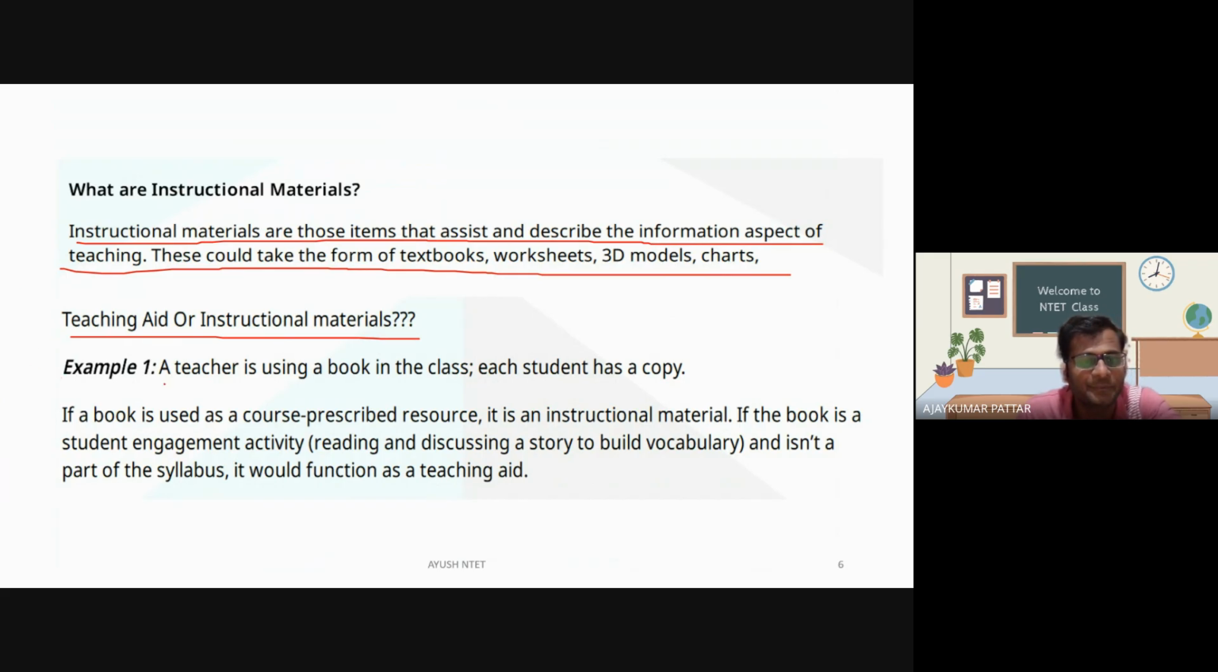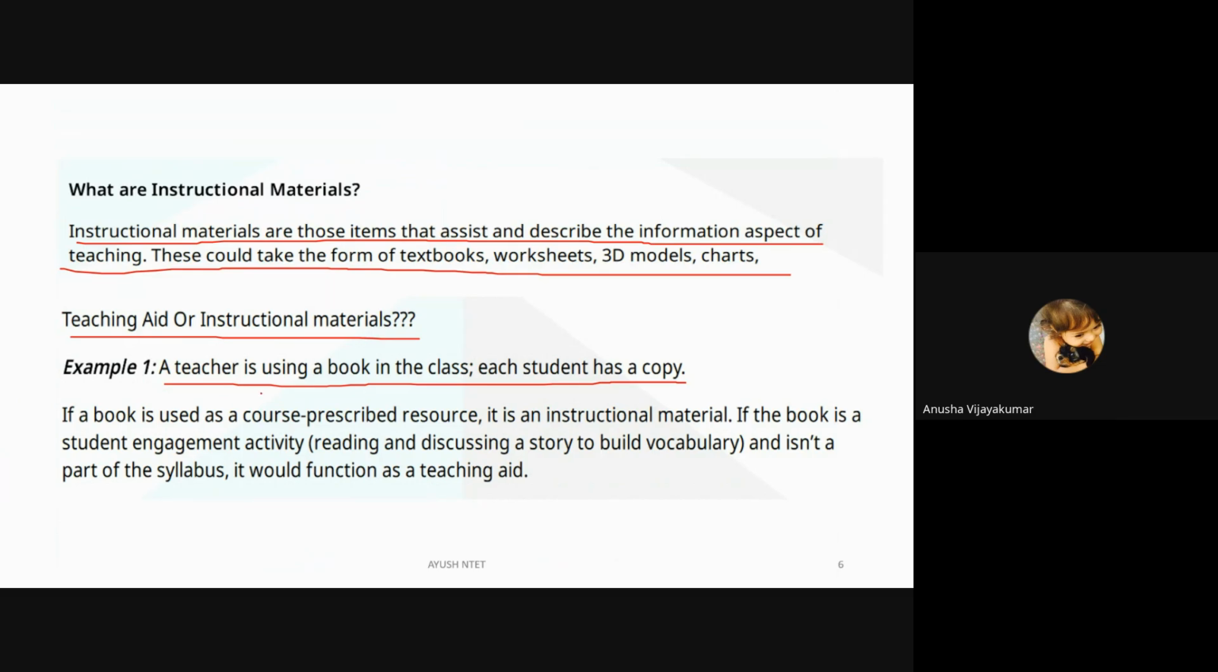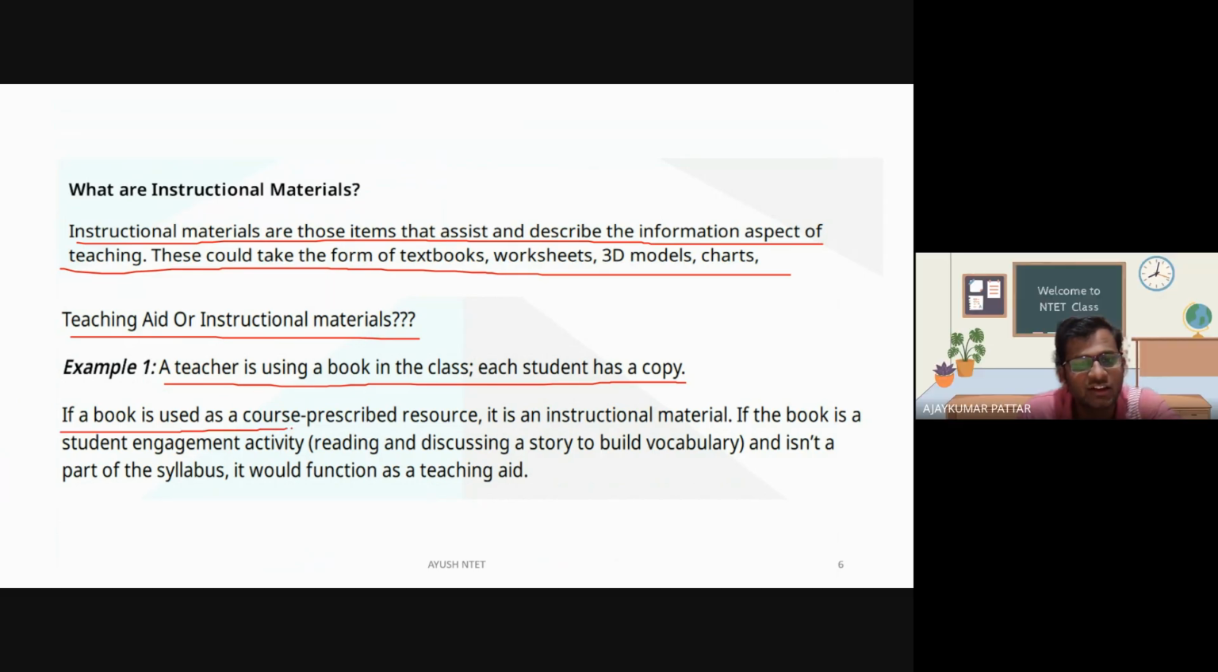So a teacher is using a book in the class, and each student has a copy of that book. Then that book, whether it is a teaching aid or instructional material. I have a textbook, and the same textbook all the students also have. Then that book, we can call it a teaching aid or an instructional material. That is the question example. So what is your answer, whether it is a teaching aid or instructional material? Instructional material. Yes, if a book is used as a course prescribed resource, it is an instructional material.